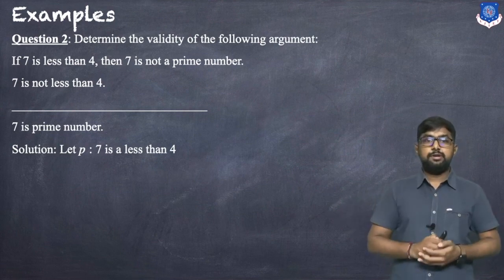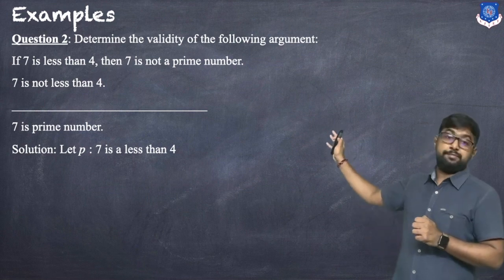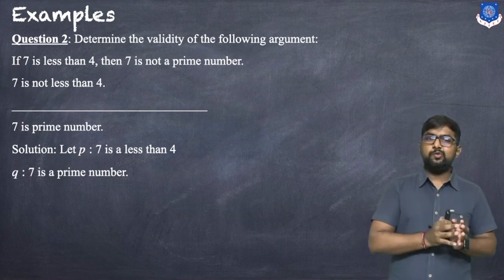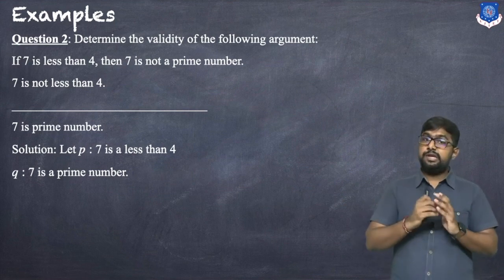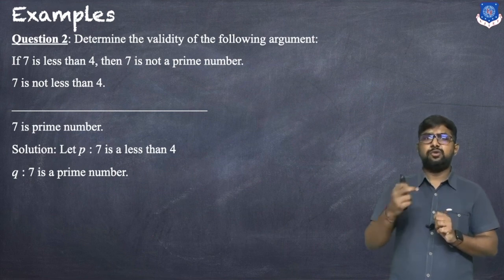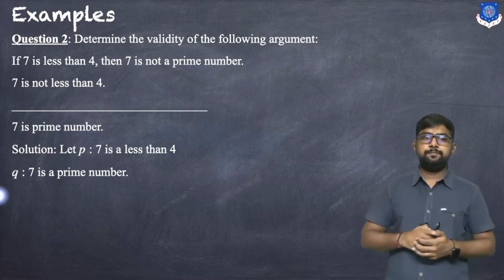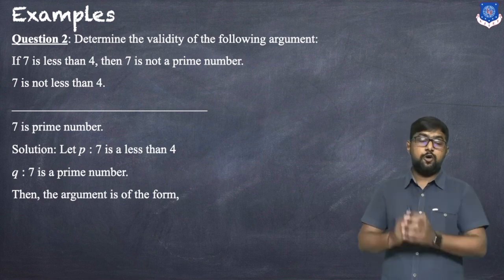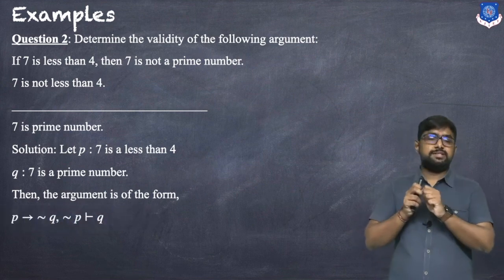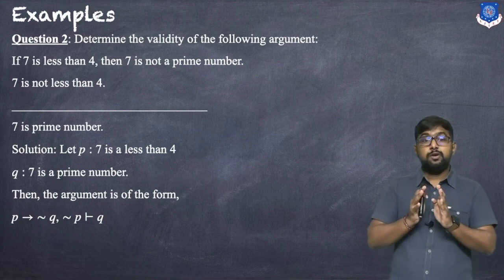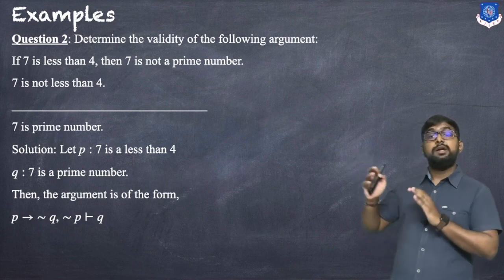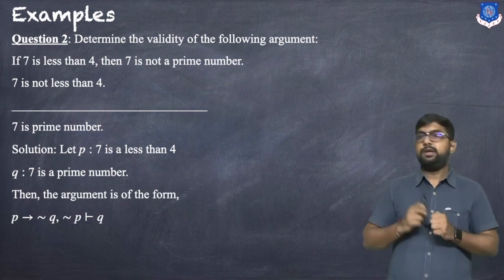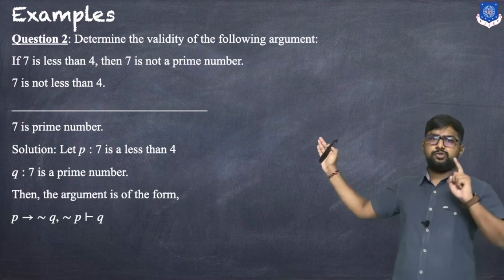Then the second statement is "7 is not a prime number," but for the not, we will convert it into positive form. So let Q be "7 is a prime number," so P and Q are there. Now "7 is not less than 4" comes from this P. So what will be the premises? The argument is of the form: if 7 is less than 4, that means P, then 7 is not a prime number, that means not Q. So P implies not Q is the first premise.